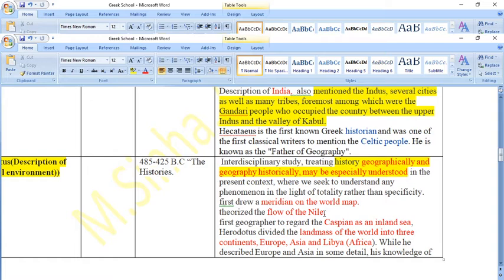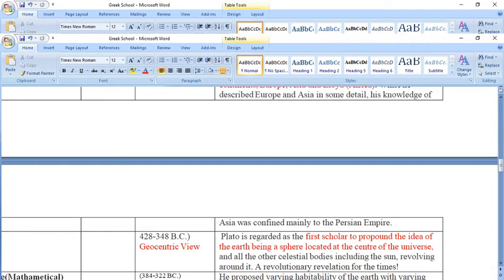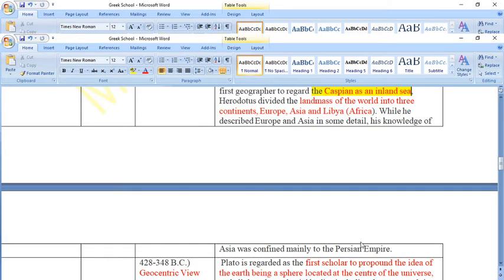Okay, and he was the first person who tried to put the concept of the meridian on the world map. He theorized or tried to plot the direction of the river Nile. And he described the Caspian Sea as an inland sea. He described lots of things about the people of Europe, Africa, and Asia, and lots of attributes of the Persian Empire.